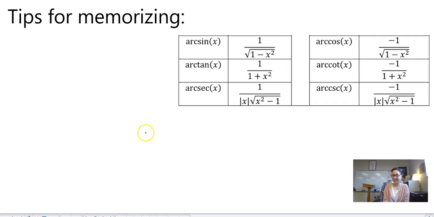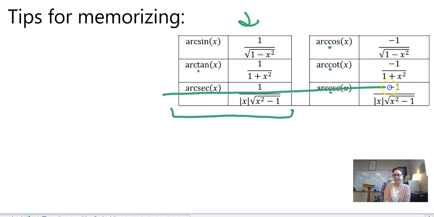So these look intimidating, right? Let's talk about some tips for memorizing. If you've got these 3 memorized, then if you just put the co-function on it, it's the same but with a negative. So I've got sine and cosine, tangent and cotangent, secant and cosecant. They're the same, just with a negative in front. So let's memorize this row. And in fact, I have never seen arcsecant or arccosecant on the AP exam, and I will not put one on the test. So please memorize those 2. Those are the ones that pop up the most.